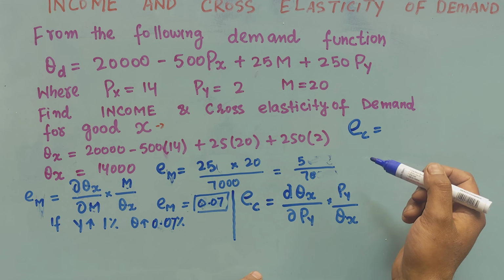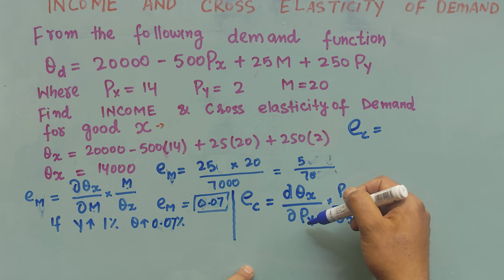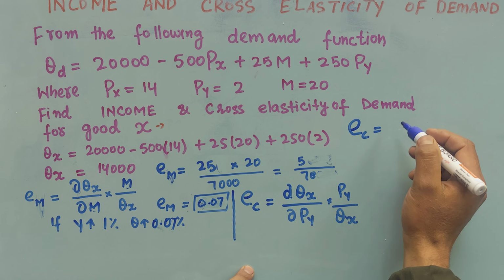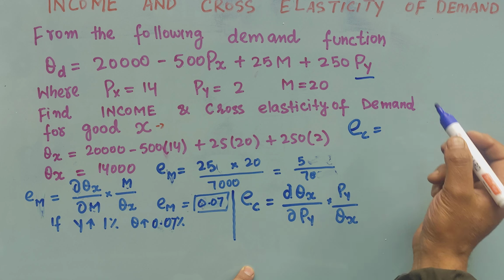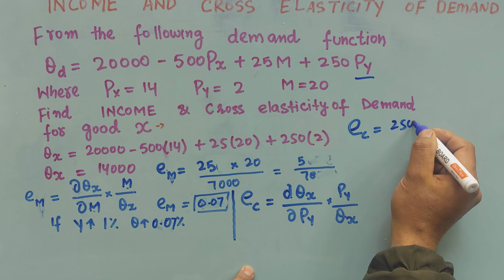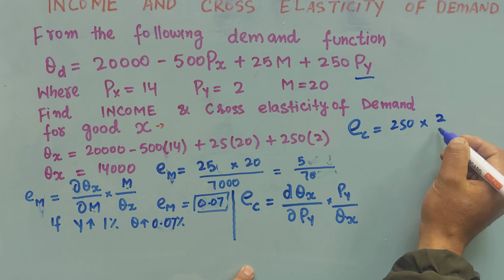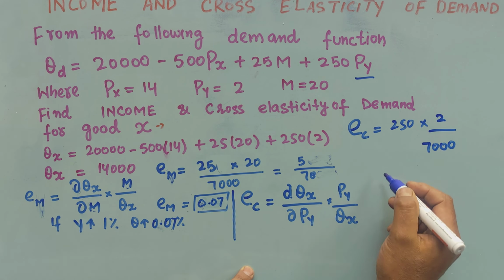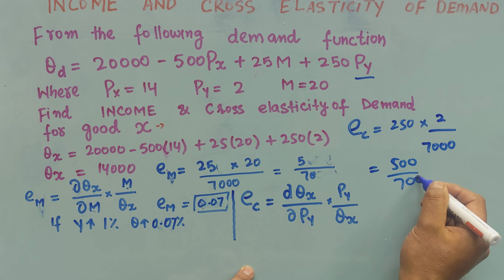Now cross price elasticity of demand means the change in the quantity demanded of good X due to the change in the price of good Y, times price of good Y upon quantity demanded of good X. So take the partial derivative of this function with respect to Py. The derivative of Py is 1, so we are left with 250 times price of good Y, which is given as 2, divided by quantity demanded, 7,000. So here we will get 500 divided by 7,000.